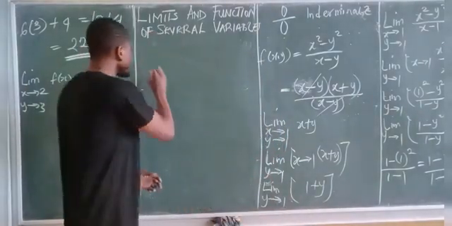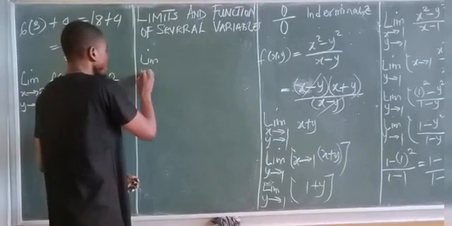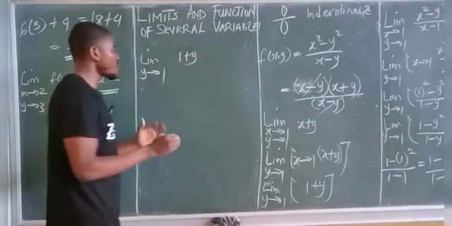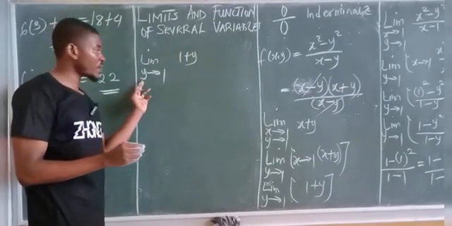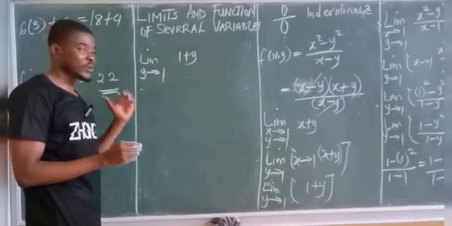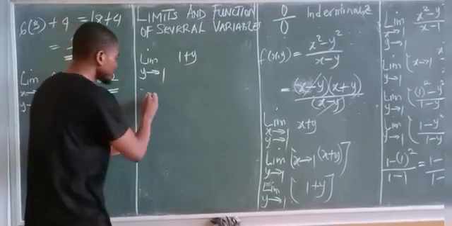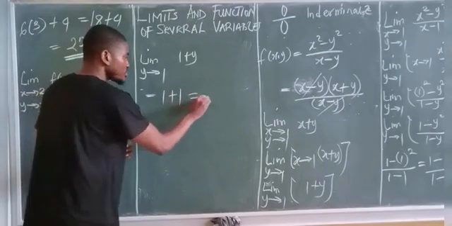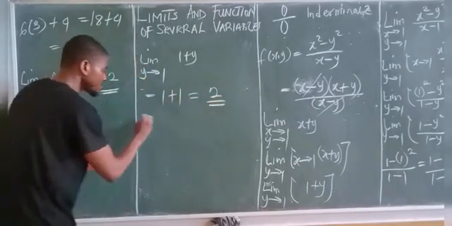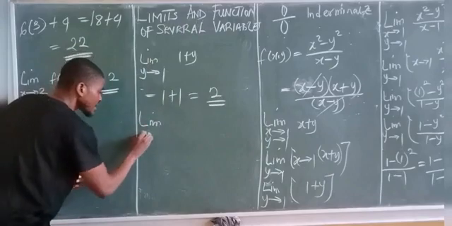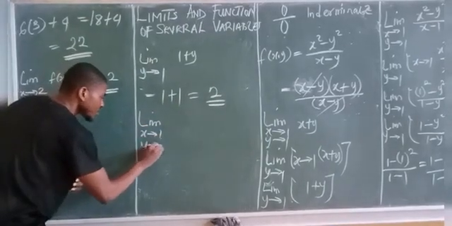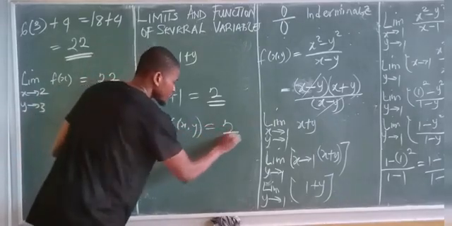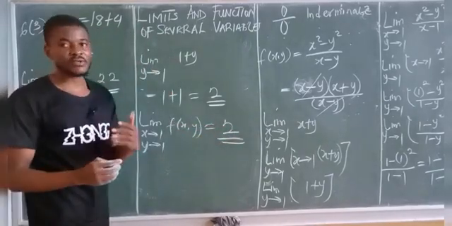So this becomes the limit as y tends to 1 of 1 plus y. Now I can put in the value of y as y approaches 1. So I put in y as 1, and this is equal to 1 plus 1, which gives us 2. So the limit of the function f of xy as x tends to 1, y tends to 1 is simply 2, and not 0 over 0.